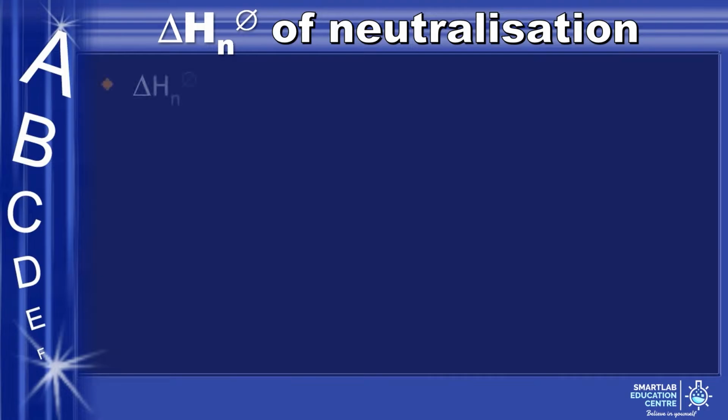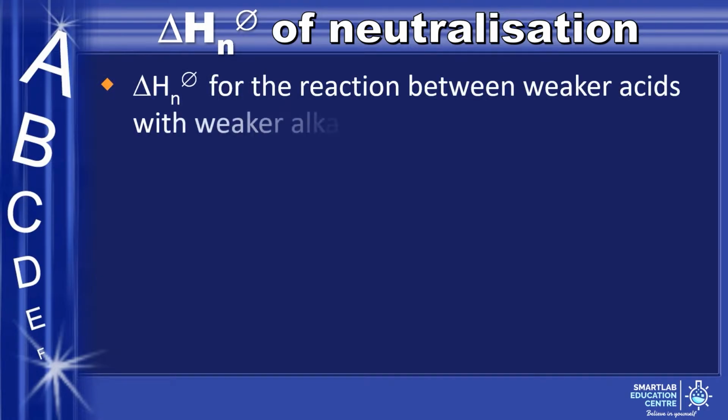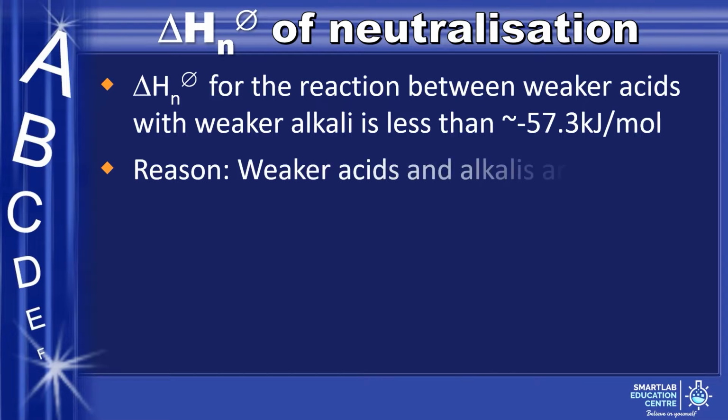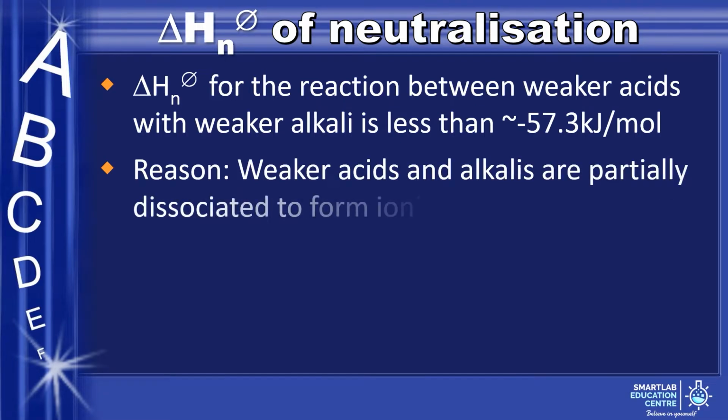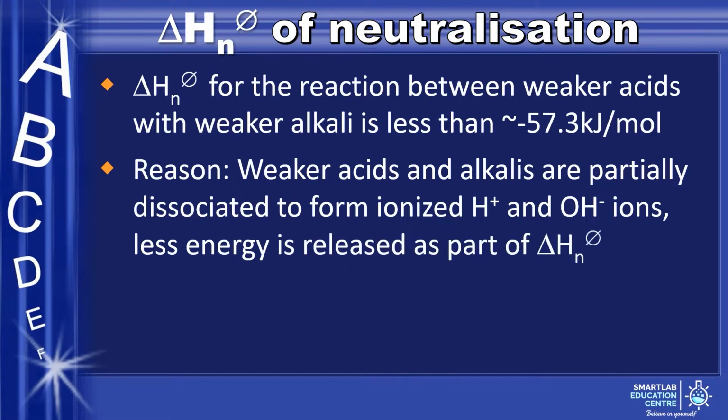The enthalpy change of neutralisation for the reaction between weaker acids and weaker alkali is less than negative 57.3 kilojoules per mole. The reason for this is because weaker acids and alkalis are partially dissociated to form H+ and OH- ions, and thus less energy is released as part of the enthalpy change.